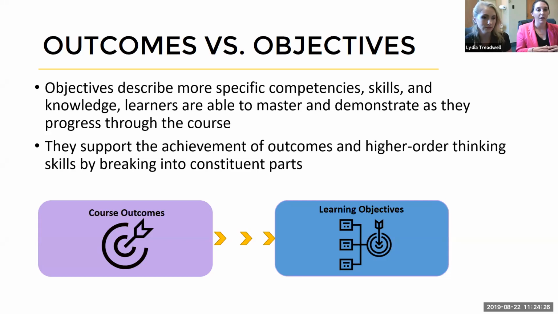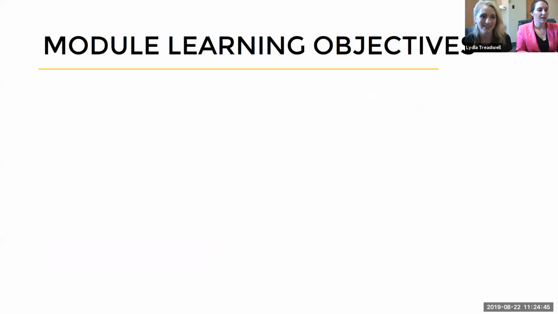If you can think about the learning objectives as deconstructed parts of your overall course outcome. So now that we've worked to develop that outcome, we're going to break it apart. Not destroy it, but just break it into its constituent parts. So let's talk a little bit about learning objectives and how we write those.